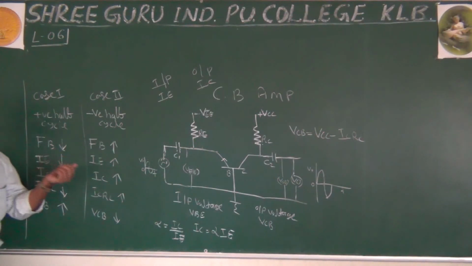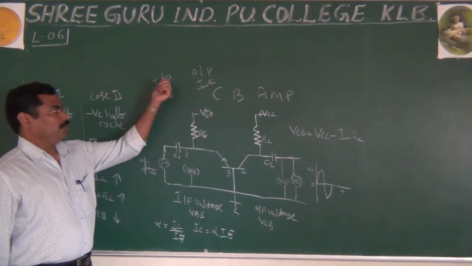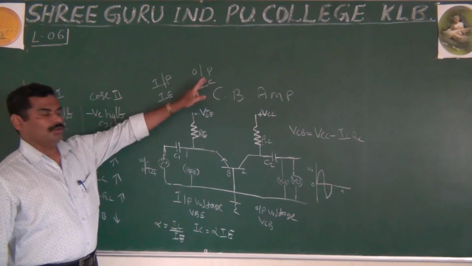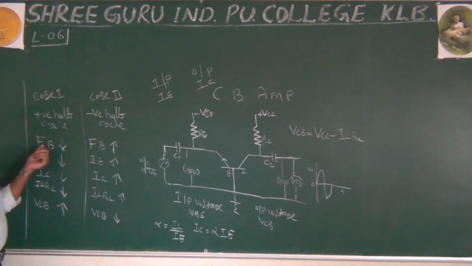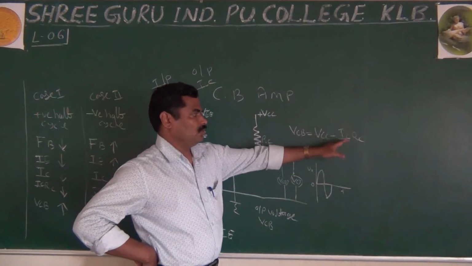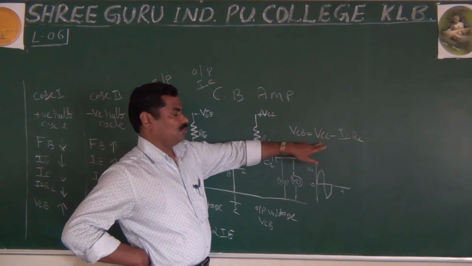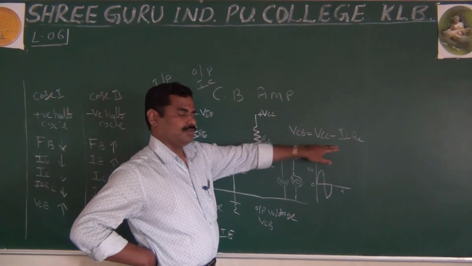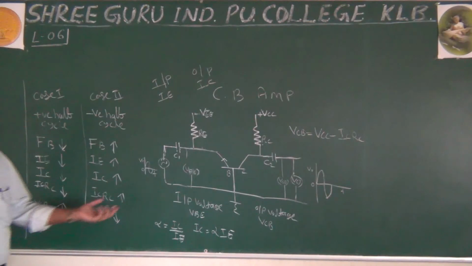As I said already, for the common base amplifier, the input is the emitter current and the output is the collector current. It means whenever the forward bias decreases, the emitter current decreases. Once the emitter current decreases, the collector current also decreases. And if IC decreases, finally VCB, nothing but the output voltage, decreases. Because by this equation, this term will be decreasing and this is constant. That's why the output voltage will be increasing. And in the same way, you go for the negative half cycle.